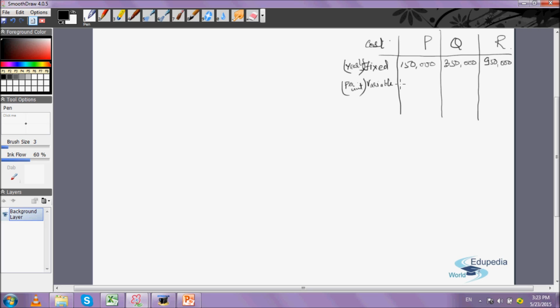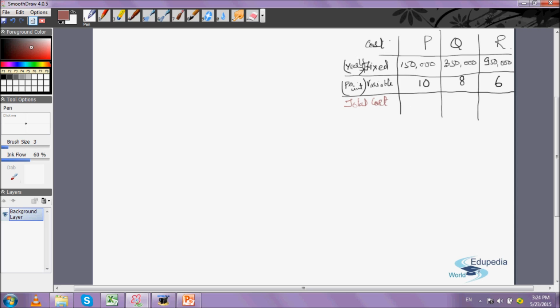The per unit variable cost at location P would be $10, at Q it would be 8, and at R it would be 6. So now we have both the fixed and the variable cost with us. Next we need to find the equation for total cost. So let me write that here, the total cost. Now how do we find the equation of total cost?